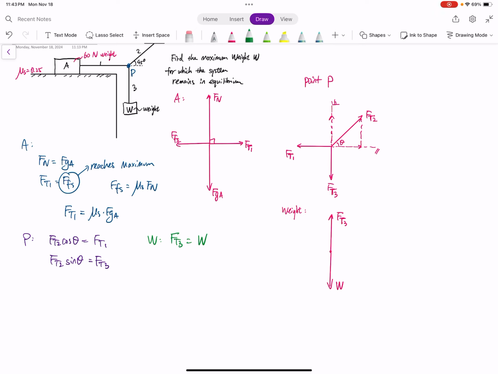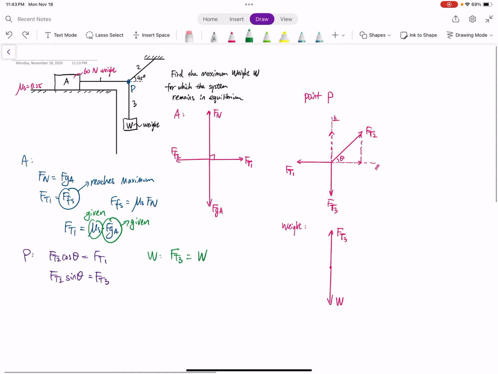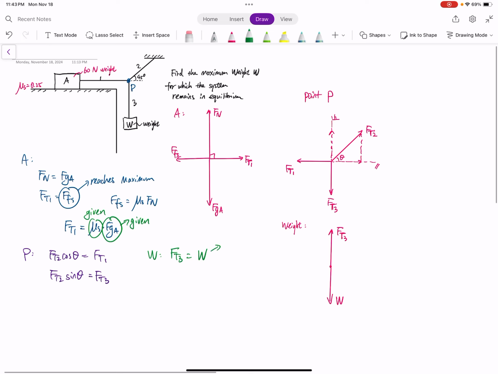So now let's look at them together. So Fga is given, right, and mu s is also given. What else is given? They give you theta, right? Theta is 45 degrees because as shown in the diagram. And W is required. So the question doesn't ask you anything about the tensions, so let's try to cancel the tensions out.